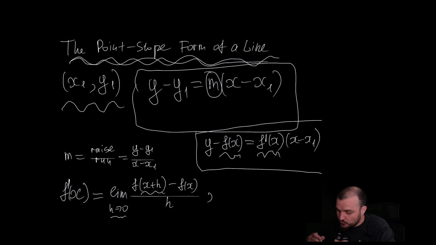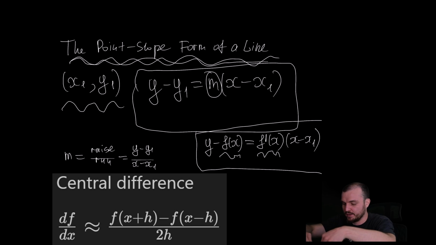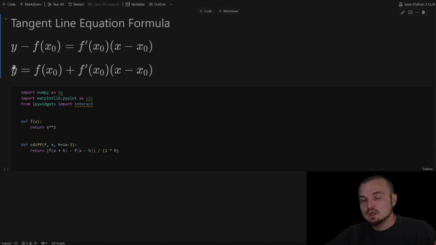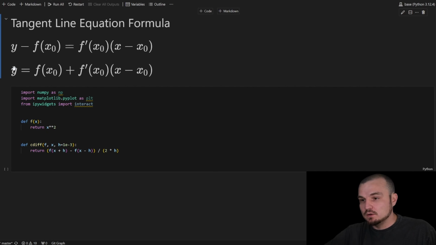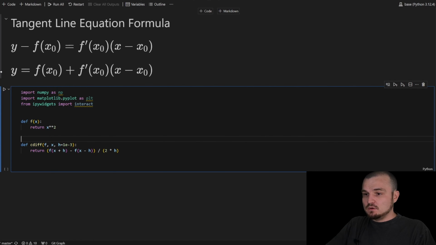So we know how to program the derivative. We can use the central difference for any function, and we can make an interactive plot for, let's say, x squared, to play with this tangent line and see how it works. You can see that our y value is completely dependent on the right-hand side. We use f at the point x0 plus the derivative at the point x0 times x minus x0. So we can program this without any problems in Python.